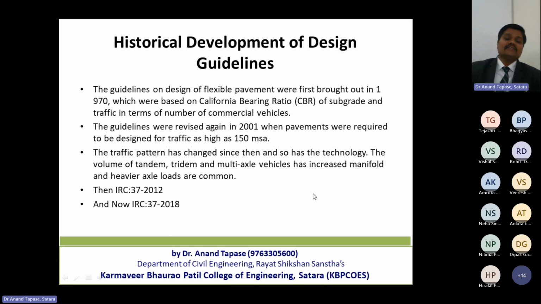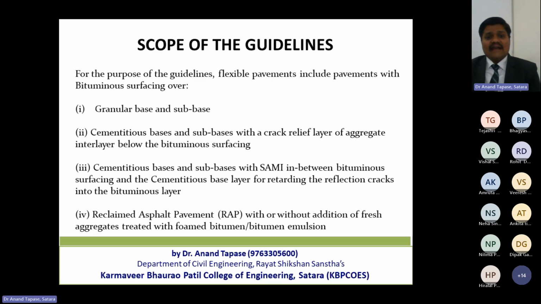Then there was a revision in IRC 37 in 2012. The scope of the guidelines is restricted to the use of granular base and subbase, cementitious base and subbase. A variety of research has taken place all over various parts of the country, discussed in the meetings of the Indian Roads Congress.